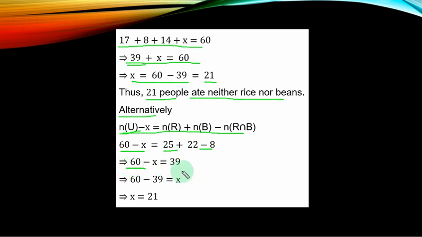You have this result after simplifying the right hand side. You transfer S to the right, it becomes positive. You transfer 39 to the left, it becomes negative. After subtraction, S is equal to 21. Those that ate neither of the food.